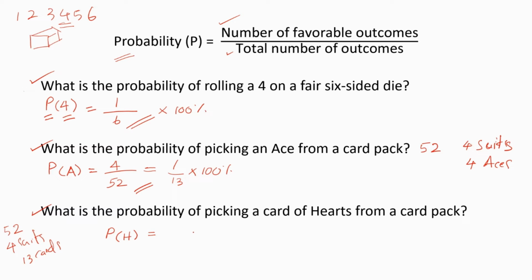This equals the number of favorable outcomes. How many cards have hearts on them in a standard card pack? There are 13 cards which have hearts on them. So favorable outcomes equal 13, divided by the total number of outcomes. How many cards in a card pack? 52. So this is the probability of picking a card of hearts from a card pack. Now you know the notation of probabilities and how to calculate probabilities using the probability formula.